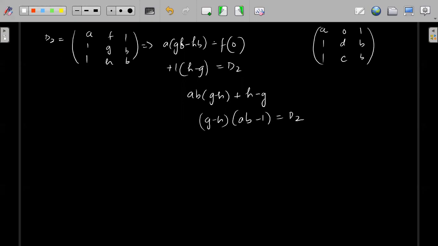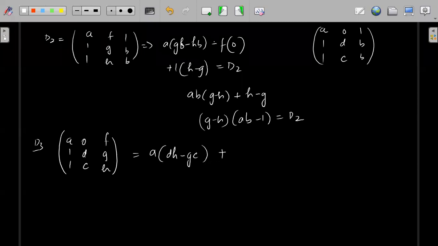Now D3, we have D3 as A, 1, 1, 0, D, C and F, G, H. If I expand this one also, this will become A into (DH minus GC) plus 0 into something and F into (D minus C). So this is D3: F into (C minus D) is equal to 0.